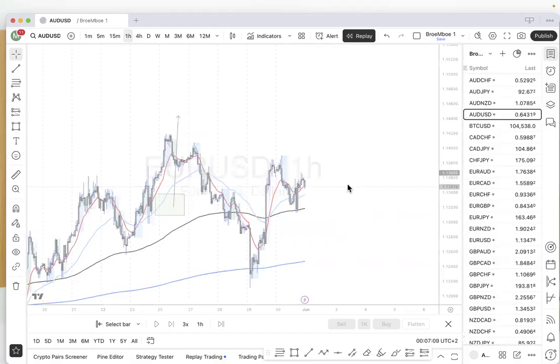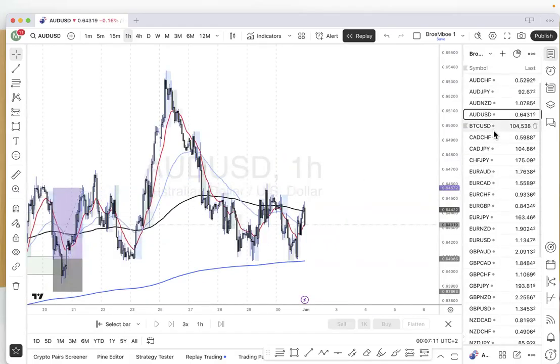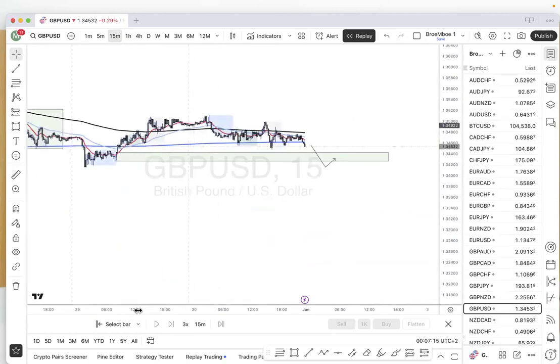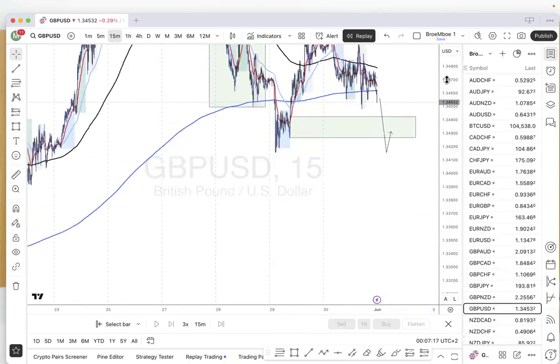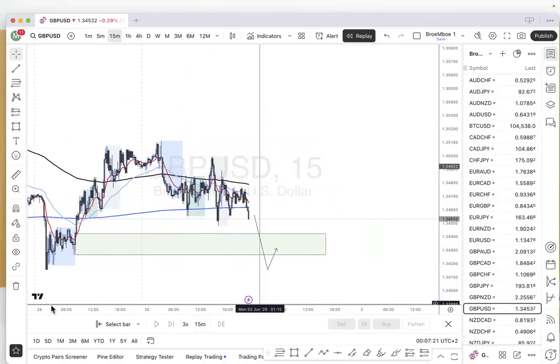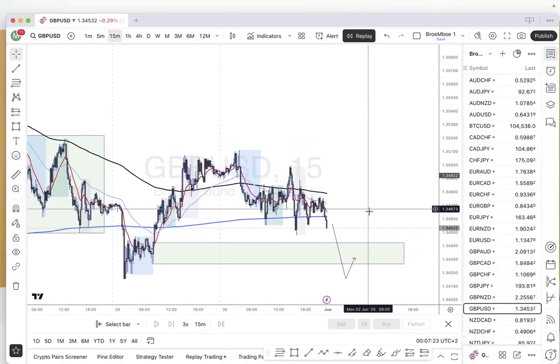Coach, please, can we go to 15 minutes on that GBP/USD, sir? All right, GBP/USD. So now on this 15 minutes, we can see clearly that they gave us a nice three push downward.